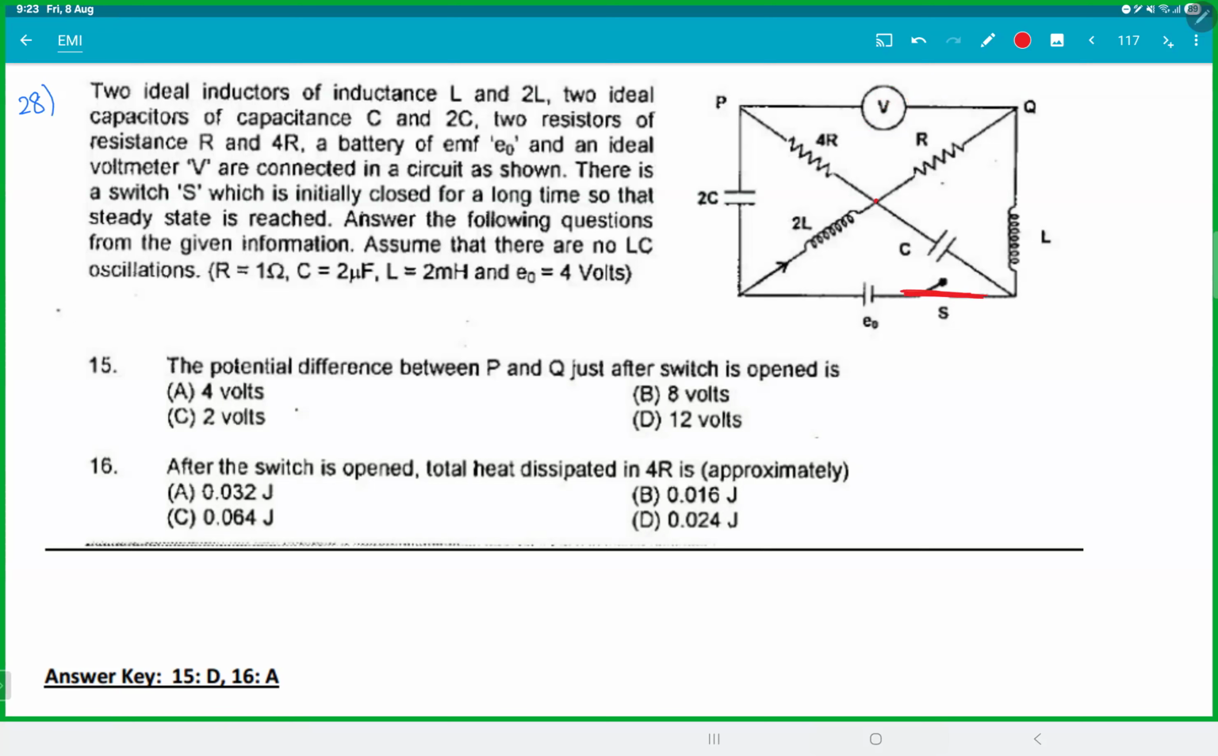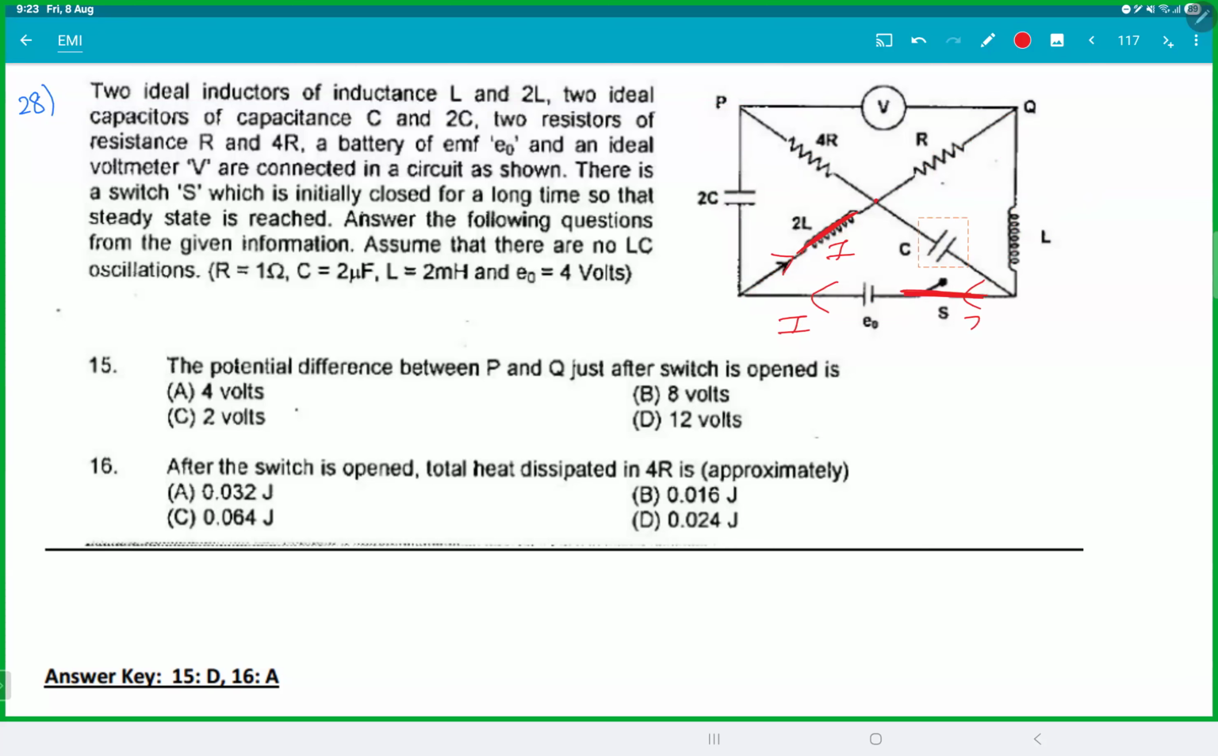So look at what eventually happens. Capacitor becomes open. Inductor becomes a wire. So if you look at the current, it will go like this. It can't go this way because you can't go here. So there's no current in the 4R branch. You will go like this, and so current is only flowing in this triangle. So both the inductors will have current.